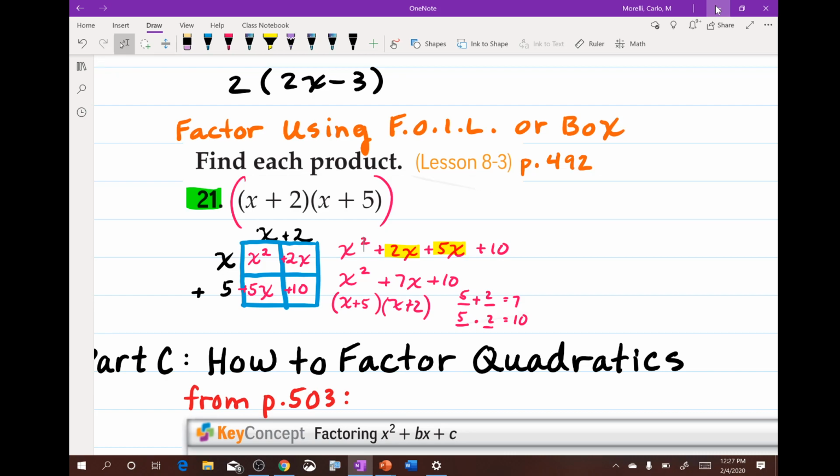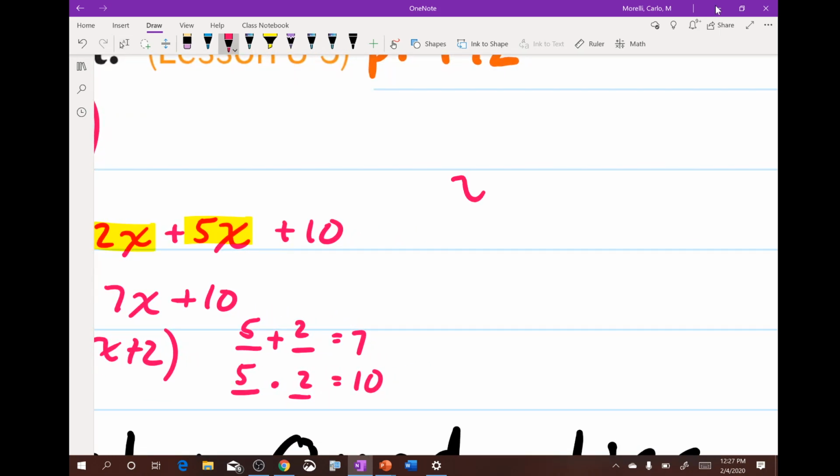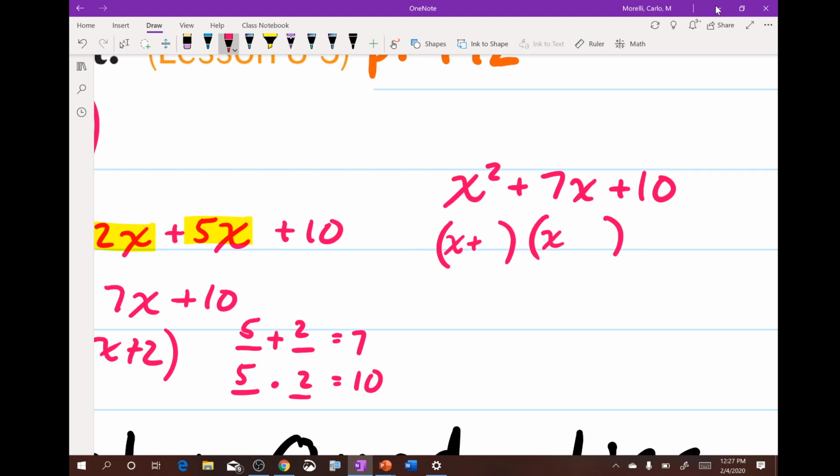Okay. I want to focus in on that again. Look what we just did. We went from x squared plus 7x plus 10. And we thought to ourselves, let's do two numbers that add to equal 7 and multiply to equal 10. Jasmine said 5 and 2. Now watch what happens when I FOIL this back. First, outer, inner, last.